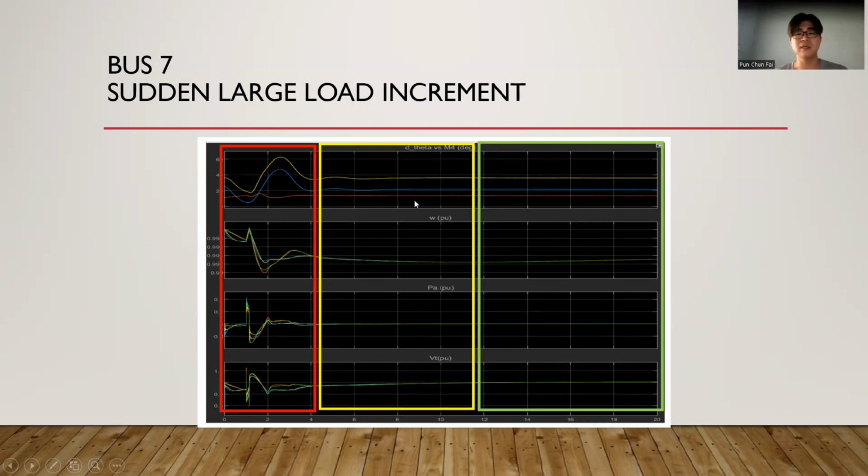For the marginally stable case, as shown in the yellow markings, we can see that the system is heading towards equilibrium and attempting to reach stability starting at about 4 seconds all the way to 12 seconds. And for the stable case, as shown in green here, the waveforms of all the variables have straightened out at about 12 seconds to 20 seconds.